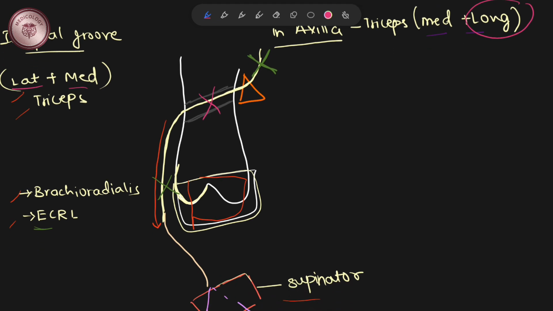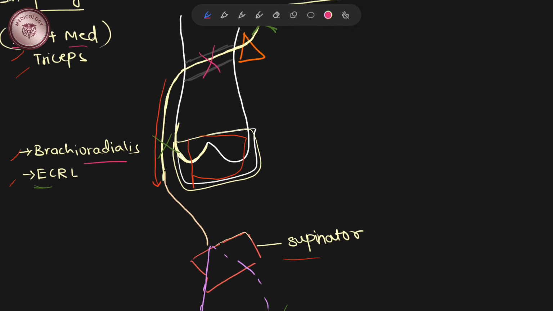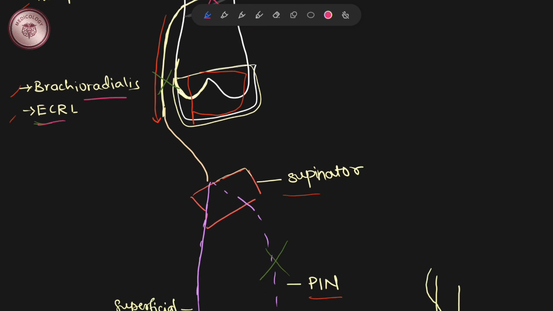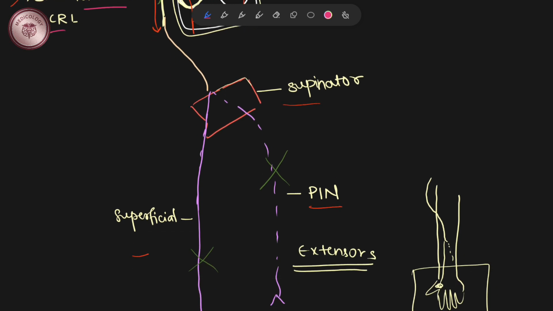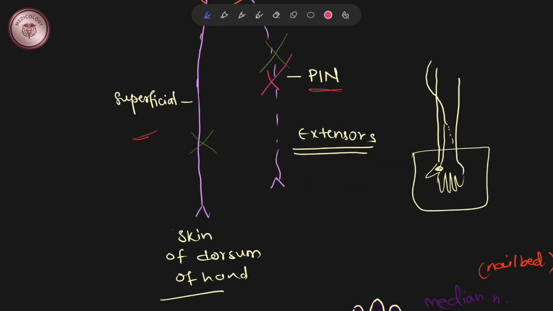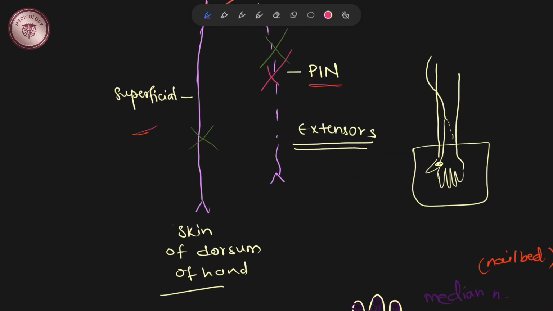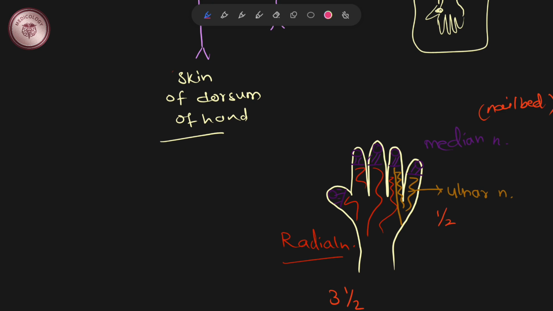Okay, and then will brachioradialis and extensor carpi radialis longus be affected? Yes, so wrist drop is seen. Now comes the posterior interosseous nerve and superficial branch. Will they be affected? Yes, they will be affected. So extension of the fingers is lost, finger drop is seen. Superficial branch? Yes, the superficial branch is also affected over here.